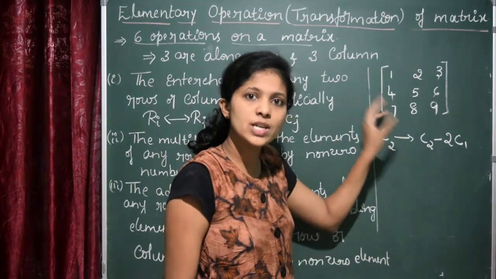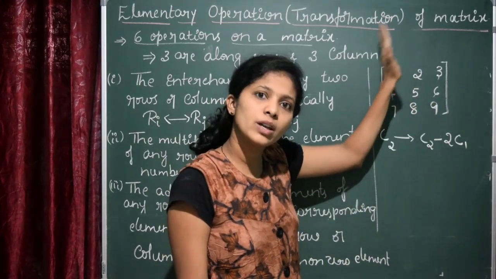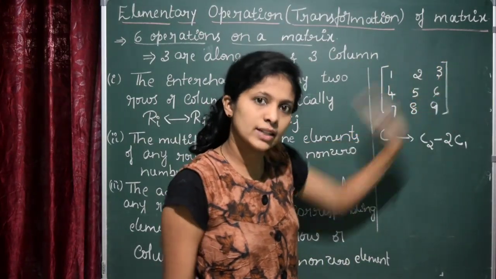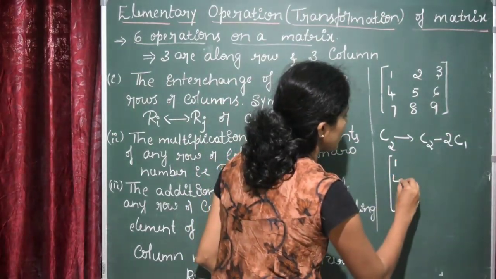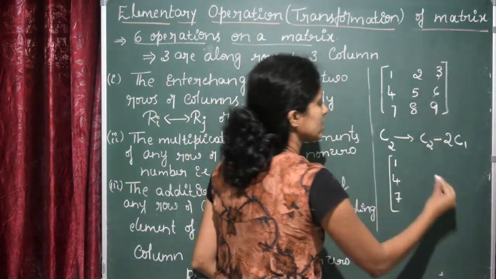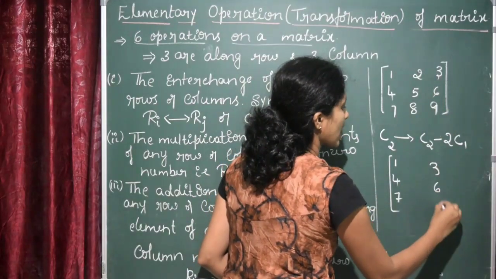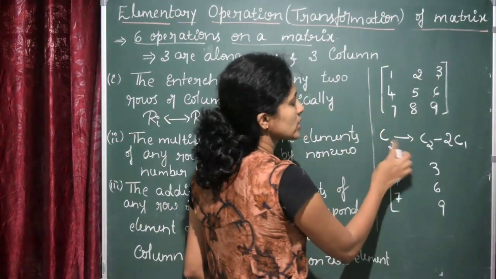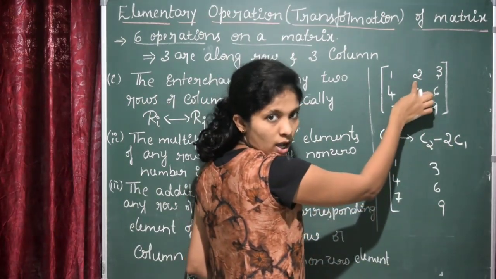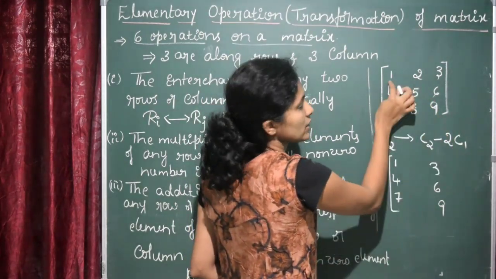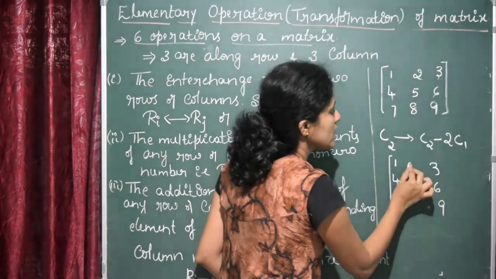Now you have to change only column 2. Column 1 and column 3 are as they are, right? So for this one I can write 1 is as it is, that is 1, 4 and 7, and the third is as it is, that is 3, 6 and 9. Now C2 changes to C2 minus 2C1. C2, that is 2 minus 2 into C1. 2 minus 2 will be equal to 0.